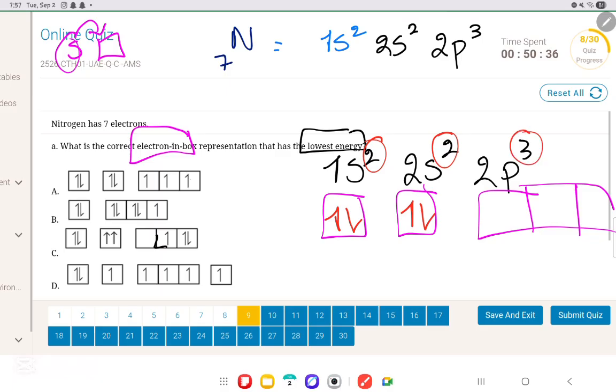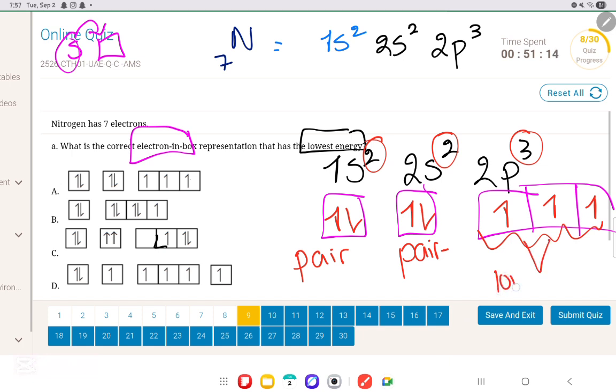This has 3 electrons. How will we organize the 3 electrons? Very simply, you're going to have 1 electron here, 1 electron here, and 1 electron here. Why is this? Because you need to fill in every box before you move on to the pairing of electrons, okay? So this is a paired electron, this is a paired electron, and these are what? These are 3 unpaired electrons. Because of these 3 unpaired electrons, we can say that it has the lowest energy level. Why? Because it has the most unpaired electrons. So what answer matches what we have over here? A. So the answer very simply is A.